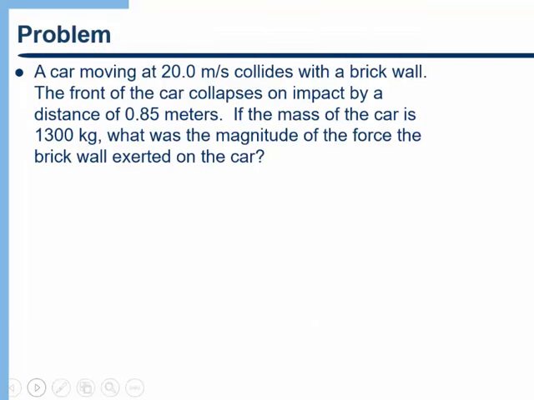Let's look at the following problem. A car moving at 20 meters per second collides with a brick wall. The front of the car collapses on impact by a distance of 0.85 meters. The mass of the car is 1,300 kilograms. What was the magnitude of the force the brick wall exerted on the car?